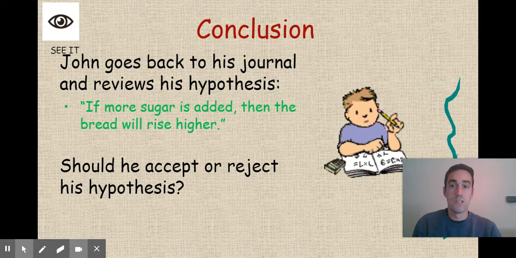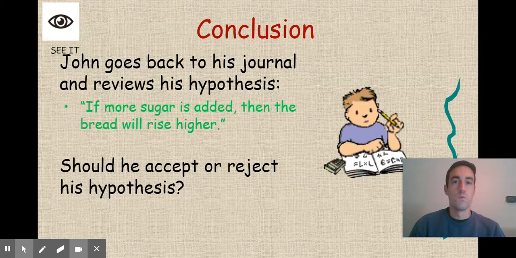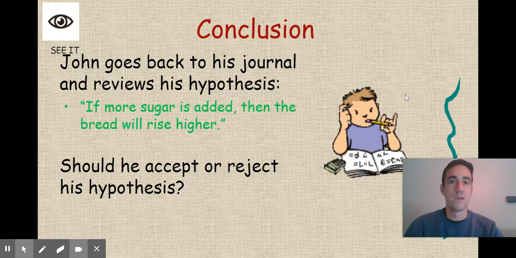So if John's hypothesis was correct that adding more sugar than 50 grams is going to make his bread larger, then we would accept it. If he's incorrect and when he added more sugar, it got smaller, then we would reject it. So what do you think? Should we accept or reject his hypothesis?